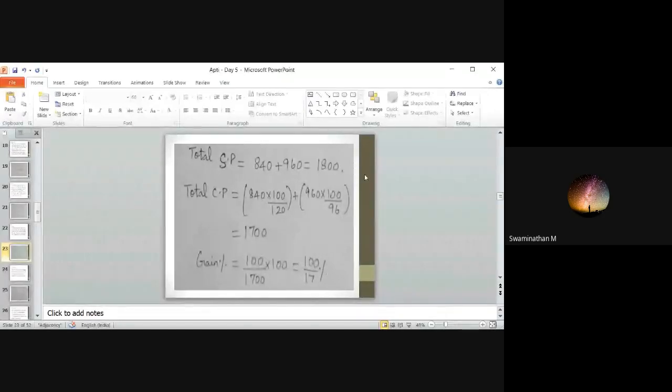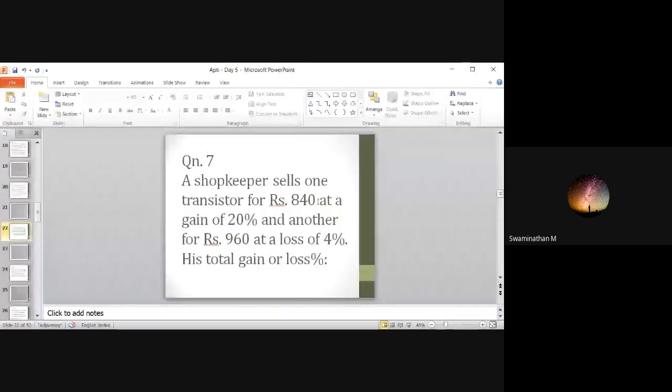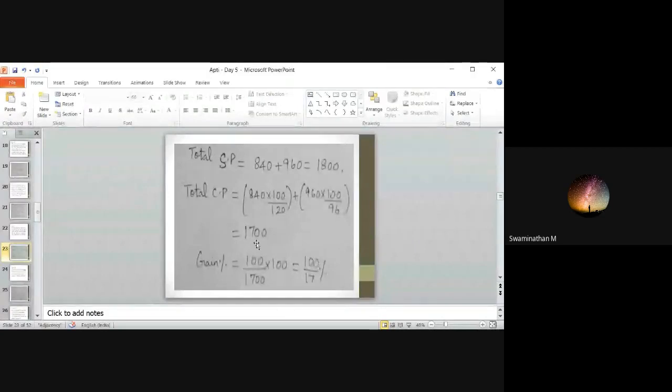This is also a bit direct. Selling price is given separately, so it is direct. You have to find the separate cost prices and you have to find the profit. Profit or loss you have to find. So yeah, it is gain. So gain of 5.882.